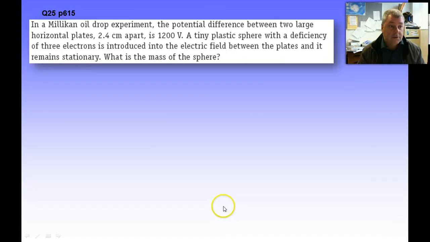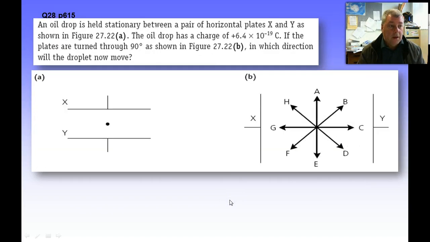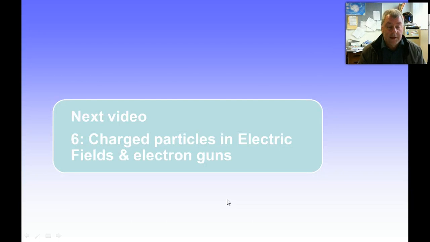Okay, we've got that. It's a little bit different, but you should be able to do that one. And how many excess electrons? Yeah, that's pretty standard. And this one's just making sure that you understand which directions the forces are being applied, so you should be able to have a go at that one.